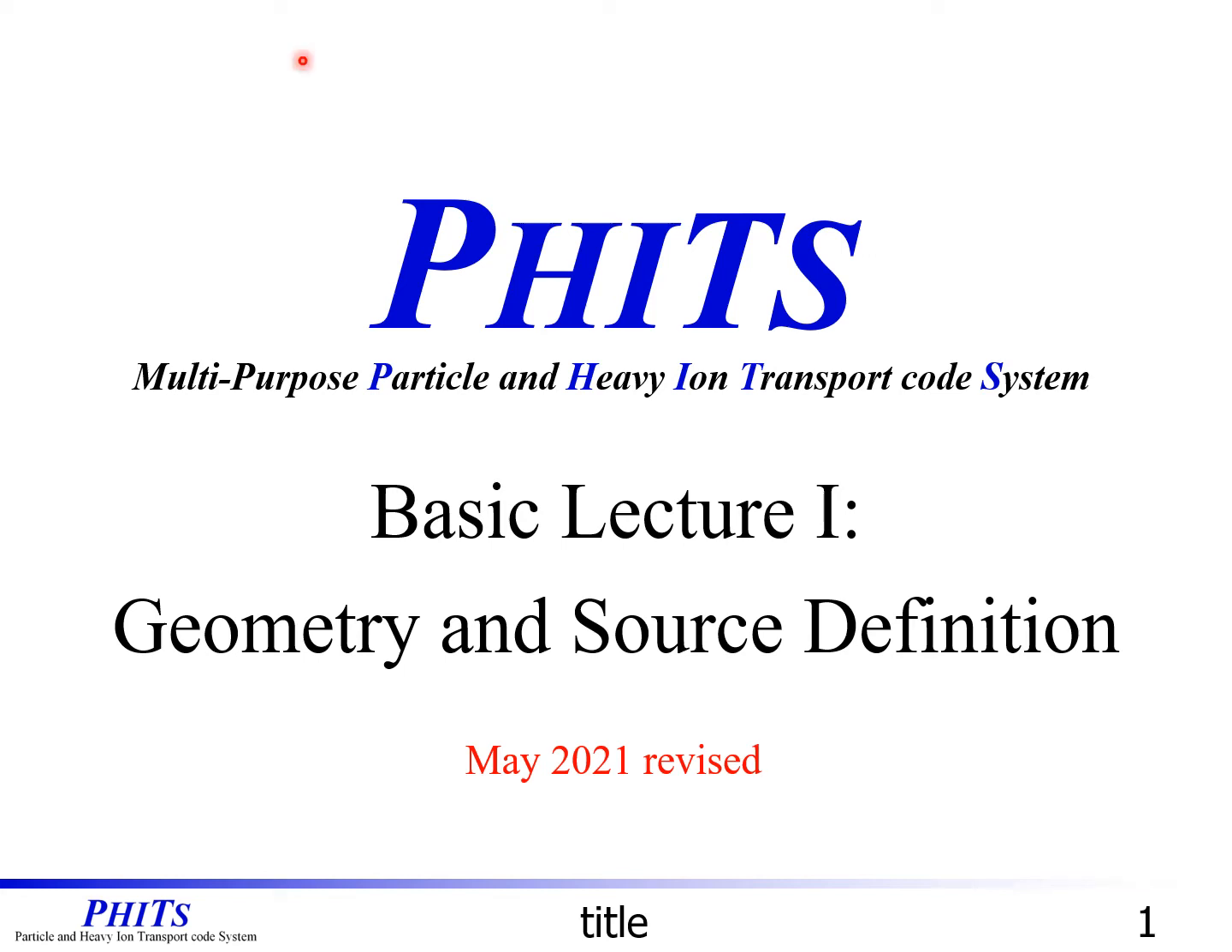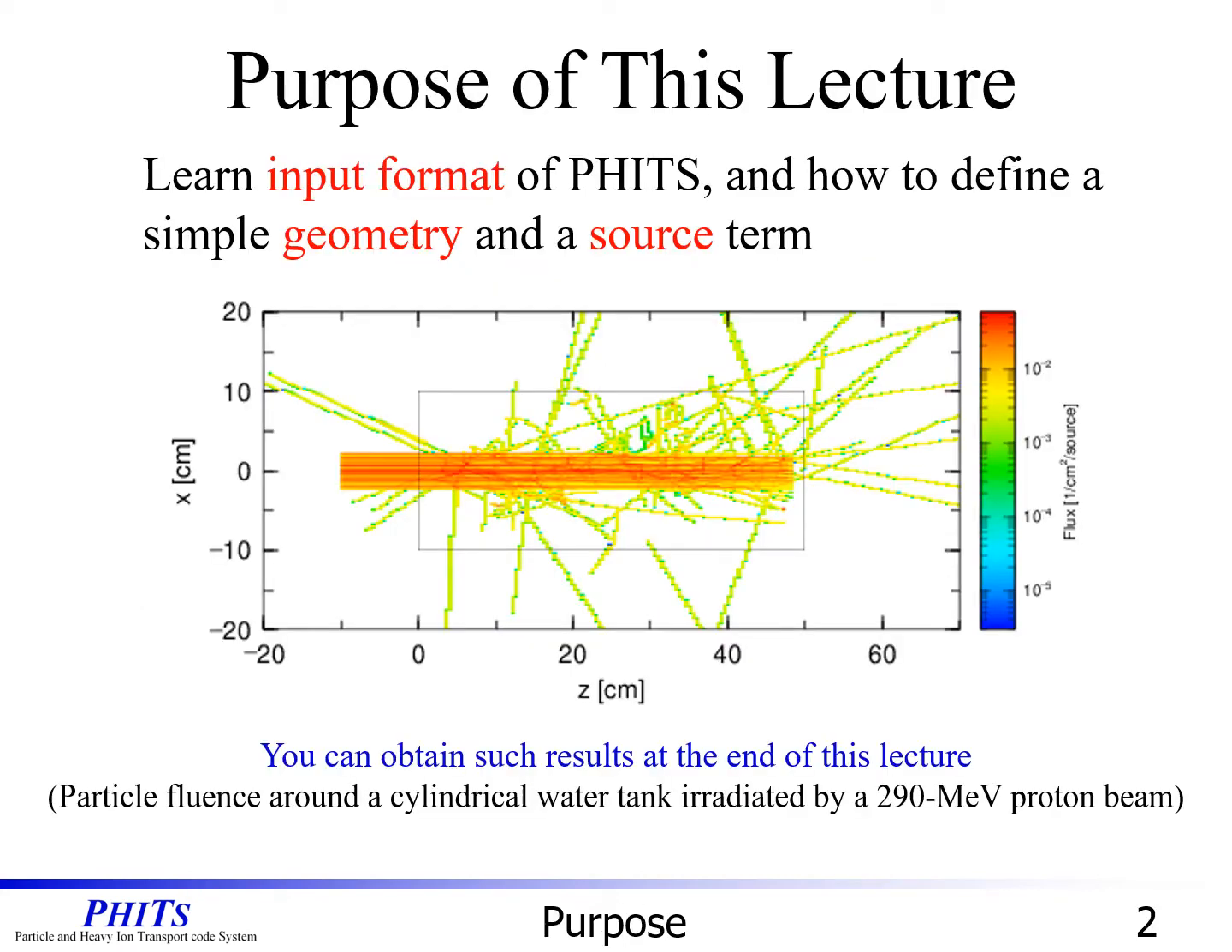Let's start Basic Lecture 1. In this lecture, you will learn about the geometry and radiation source definition. The goal of this training is to understand the basic format of the PHITS input file, set the basic system and radiation source, and be able to execute particle transport simulation.